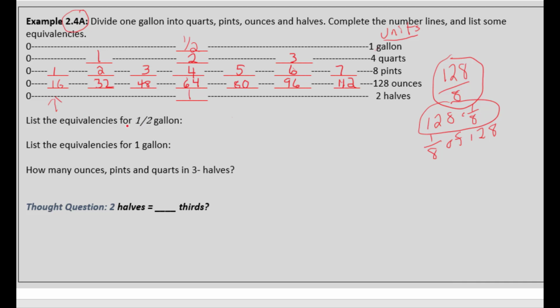Okay, so list the equivalencies for half a gallon. We're going to have 2 quarts. And that's going to be equivalent to 4 pints, which is equivalent to 64 ounces, which is equivalent to 1/2.